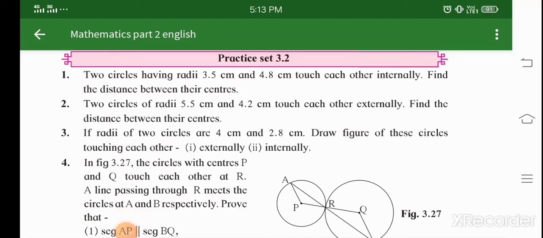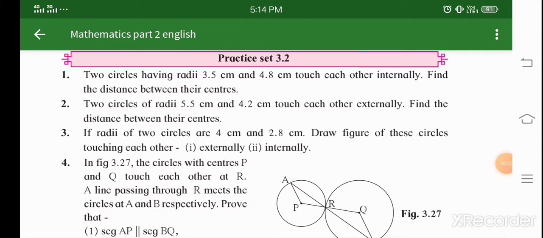Today we are going to learn practice set 3.2 of chapter circle, right? Last time I told you 3.1. In that we have solved the total questions. So today, before starting this lecture, I would like to tell you one theorem, that is the touching circle theorem.